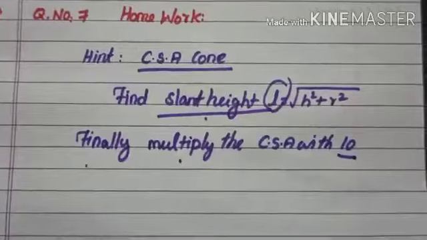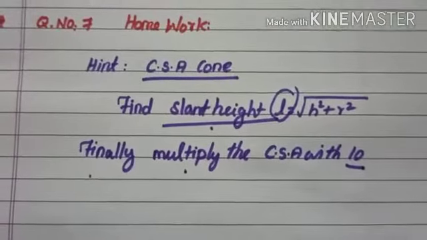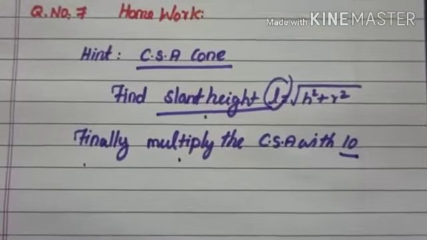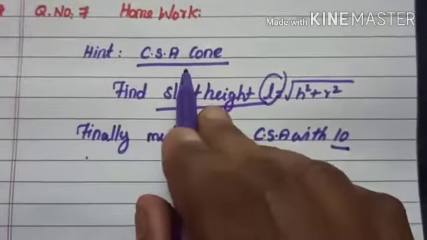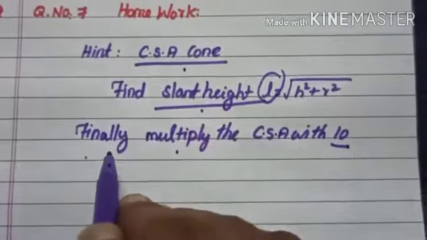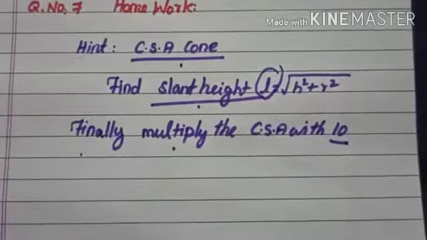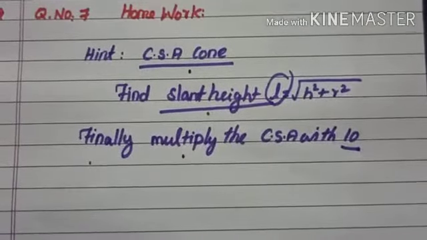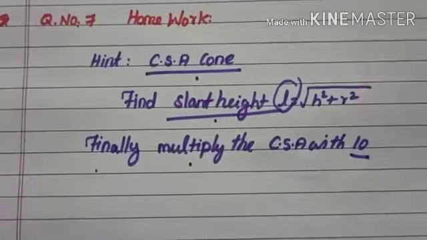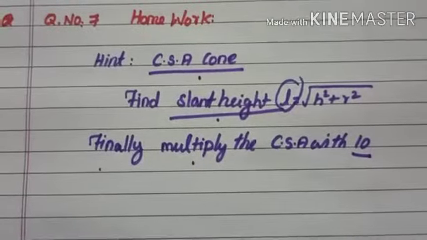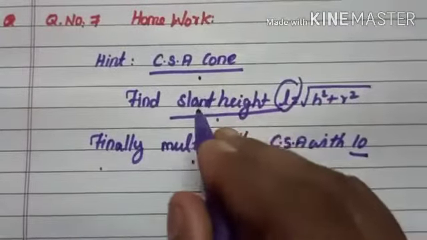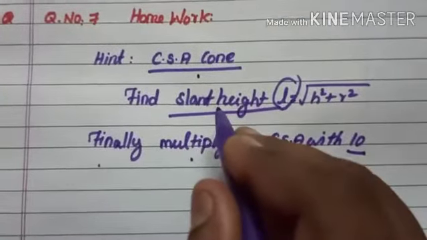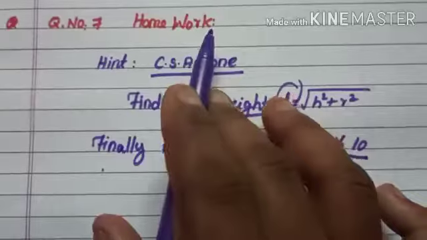Just read the question and understand the concept. You need to find the CSA of one cone, and multiply it by 10 to get the CSA of 10 cones. You can check this with your question. This homework you need to do today itself.